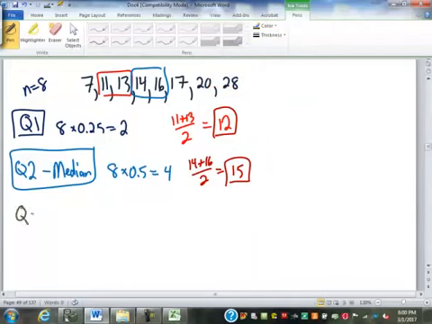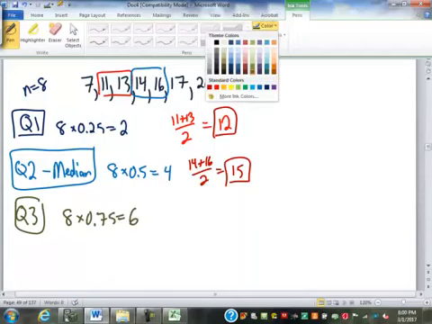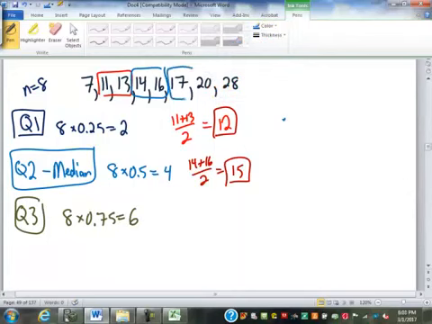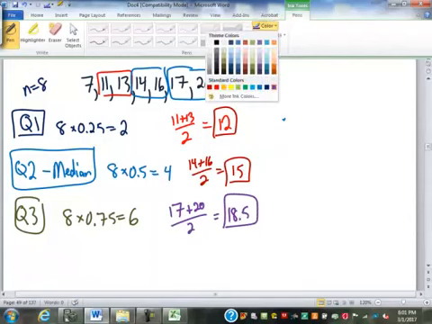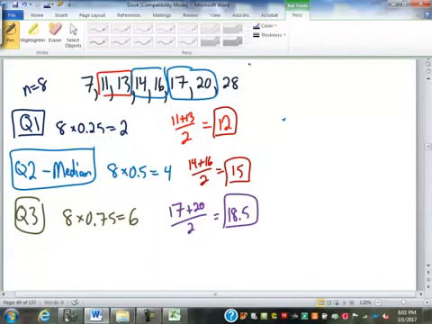And finally, quartile 3. 8 times 0.75 is 6. That tells us it's between the 6th and 7th number. So it is between 17 and 20, which is 18.5 as the third quartile. The reason this is important is these 3 things combine with the minimum and the maximum to make up something called the 5-number summary.